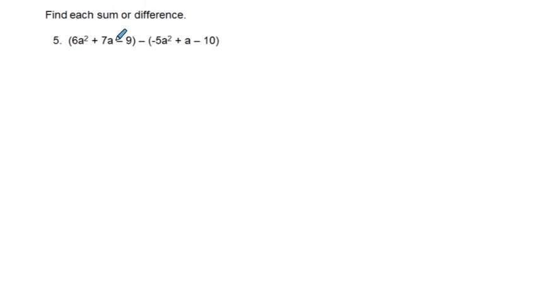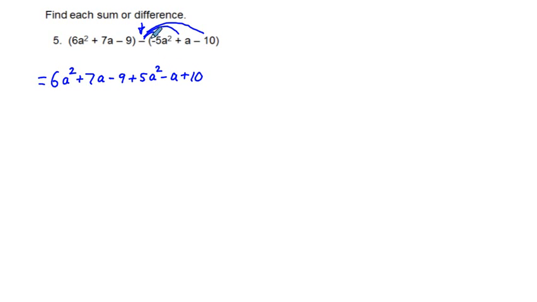We have quantity 6a squared plus 7a minus 9 minus quantity negative 5a squared plus a minus 10. So we're going to rewrite this one now. In this case, we have a negative sign in between these two expressions. So that's going to make a significant difference here in how we do this problem. So we have 6a squared plus 7a minus 9. And now we're going to distribute this negative sign here to each term inside this trinomial. So we have minus negative 5a squared, which becomes plus 5a squared. And we have minus a and minus negative 10, which is plus 10.